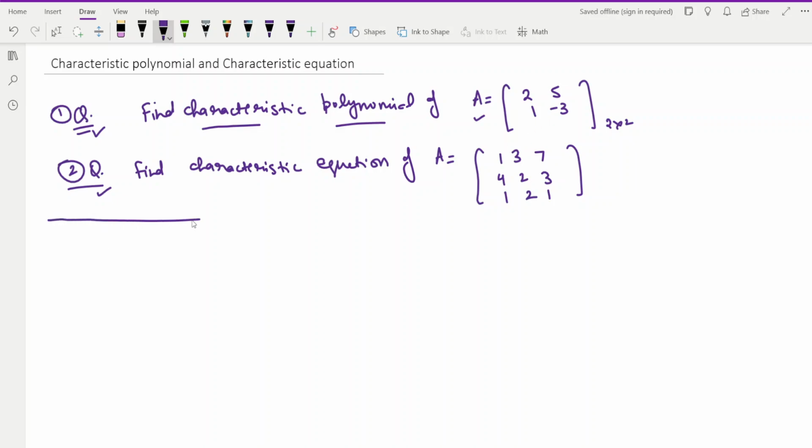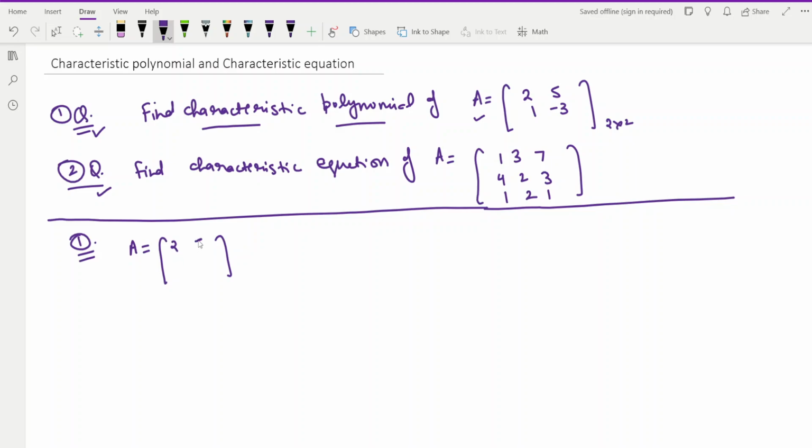So I'm going to handle the first question first. The matrix is A as 2, 5, 1, and minus 3. I want to get the characteristic polynomial. So what is the meaning of characteristic polynomial? The characteristic polynomial is equal to the determinant of A minus lambda I. I will separately find this expression.